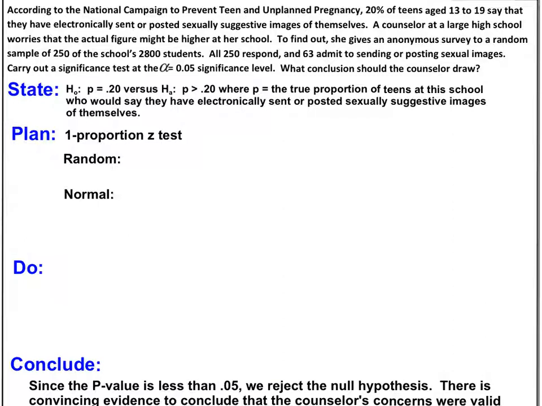All right. Got one more here. A counselor at a school has some data about teens and rates of sexting. Kind of thing a guidance counselor could be concerned about if it's leading to some less than desirable consequences.